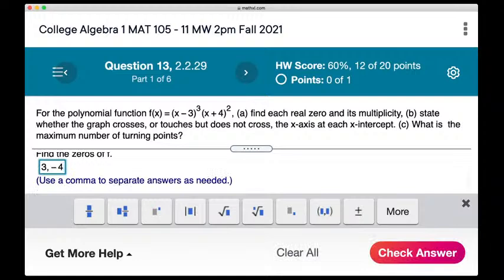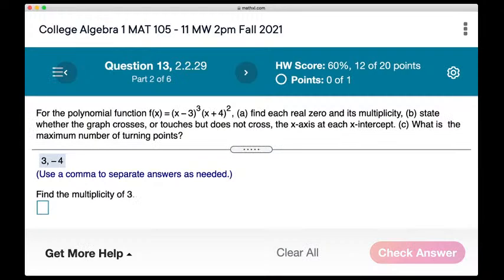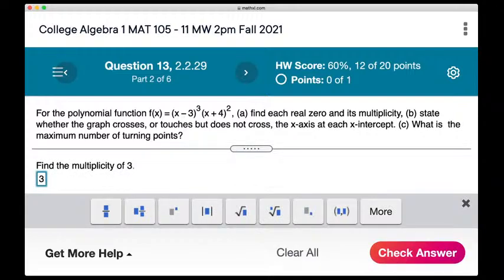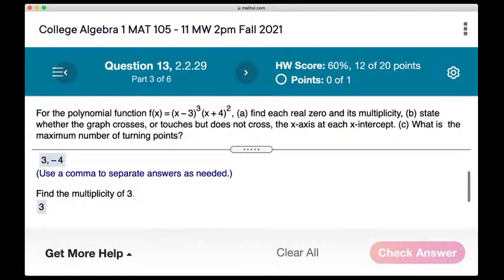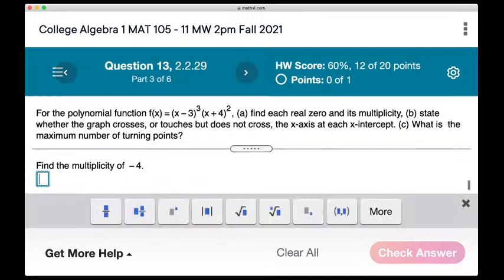Find the multiplicity of 3. Right here, because the exponent is 3, the multiplicity is 3. The multiplicity of -4 is 2, from the exponent.